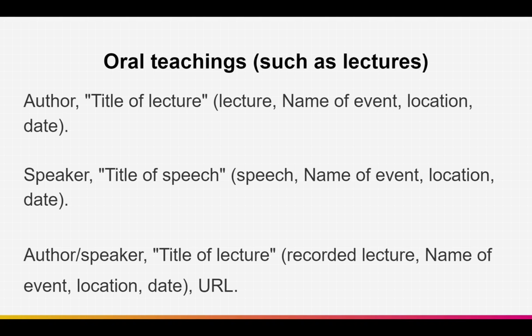I'm just going to include the raw template up here. You will usually include the author, in quote marks, the title of the lecture. In round brackets, you'll include the lecture, the name of the event, the location, and the date. So, for example, if this was held at a conference or rally or some other event, you'll want to make sure that that's included in there. Also, if you're doing a recorded lecture, then you'll just include the recorded lecture for the format, and then make sure you include the URL at the end of the citation.